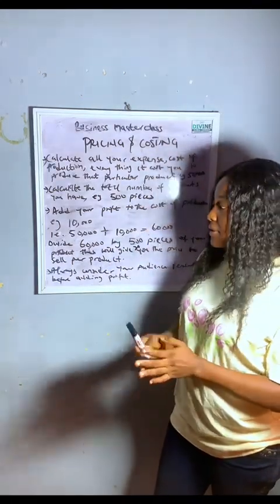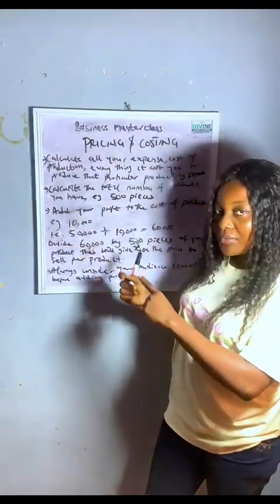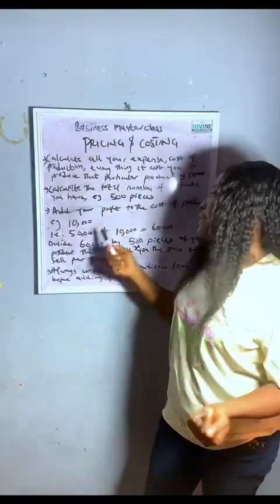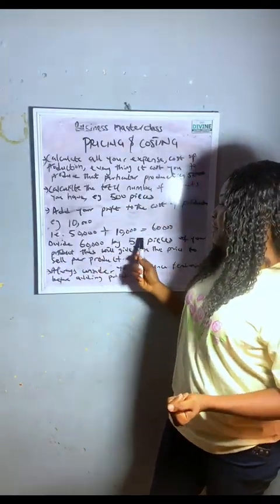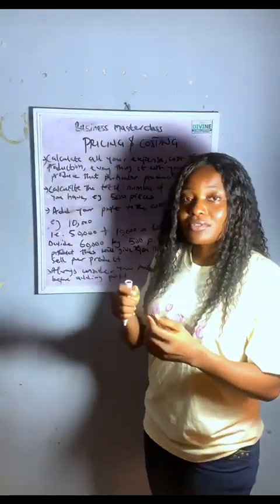Now divide 60,000 by the number of products you have, which is 500 pieces. If it's 1,000 pieces, fine. If it's 200 pieces, fine. 100 pieces, fine. Divide 60,000 by 500 pieces. Whatever value you have is the cost per product you're going to sell.